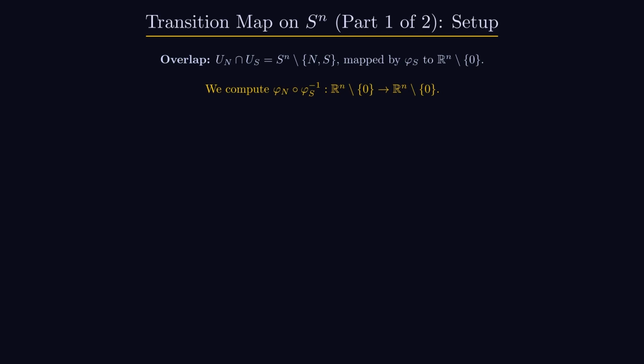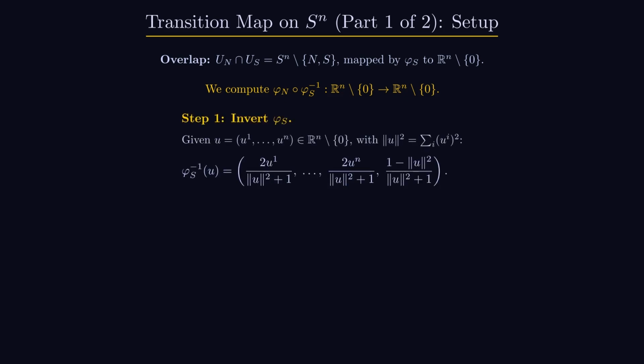The overlap of the two charts is Sn minus both poles, and phi s maps this overlap to Rn minus the origin. We want to compute the transition map phi n composed with phi s inverse, a self-map of Rn minus the origin. Step 1: invert phi s. Given u in Rn minus 0, with norm squared equal to the sum of squared components, the inverse is 2u_i over (norm u squared plus 1) for the first n components, and (1 minus norm u squared) over (norm u squared plus 1) for the last component.